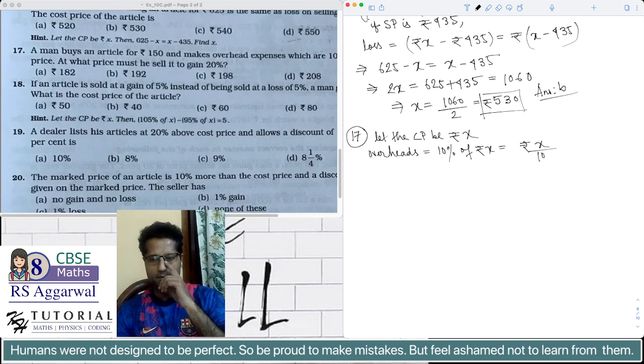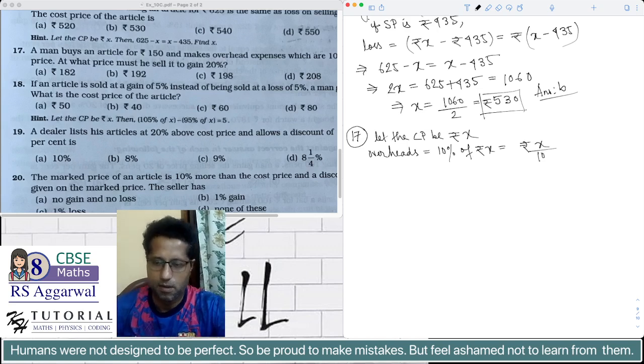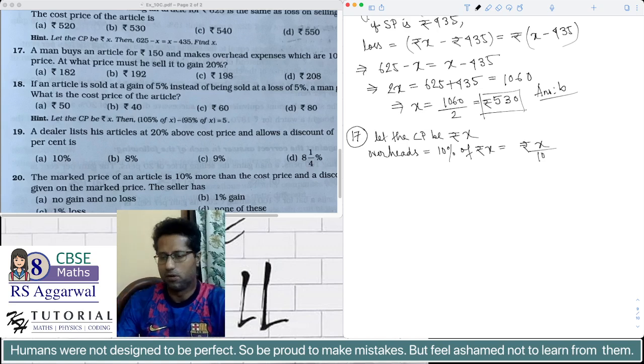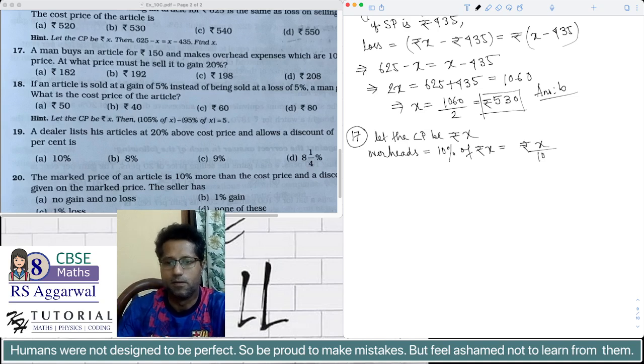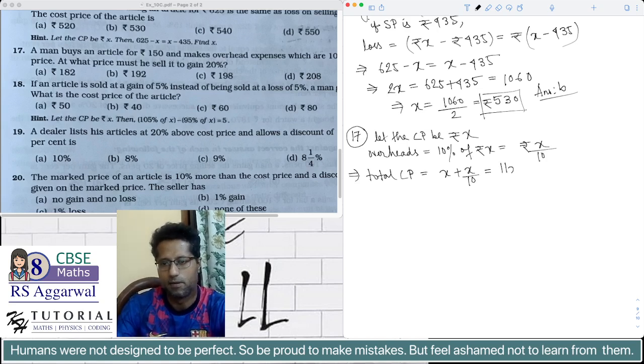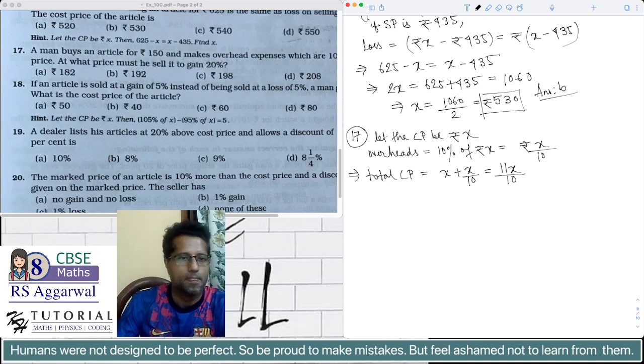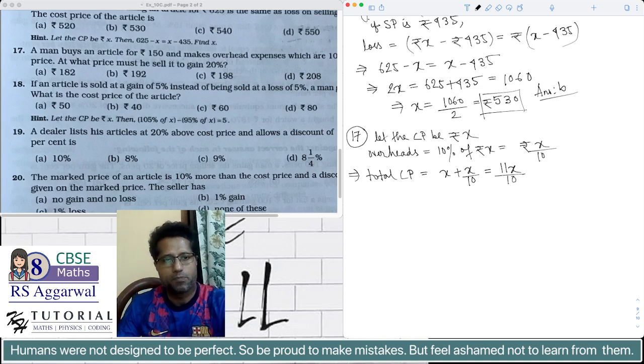10% means 10 by 100, and 10 by 100 is 1 by 10, and so 10% of rupees X is rupees X by 10. So this implies the total or effective cost price is equal to X plus X by 10, which is equal to 11X by 10. Now a man buys an article for rupees 150 and makes overhead expenses.